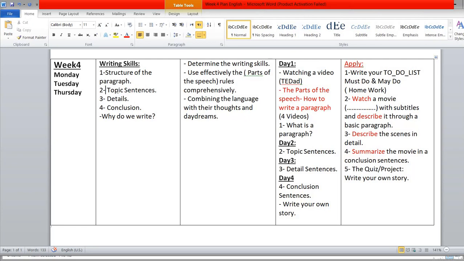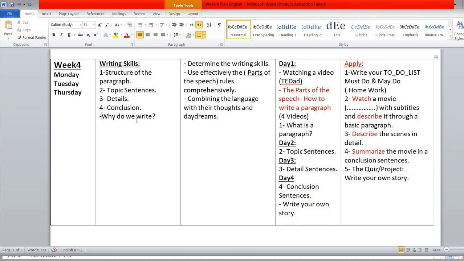We would be able to know how to make topic sentences, how to write them grammatically accurately. The concept should be clear and all of that. How to write the details if you're writing a story, for example. And the conclusion, how we can sum up the details that we already determined.